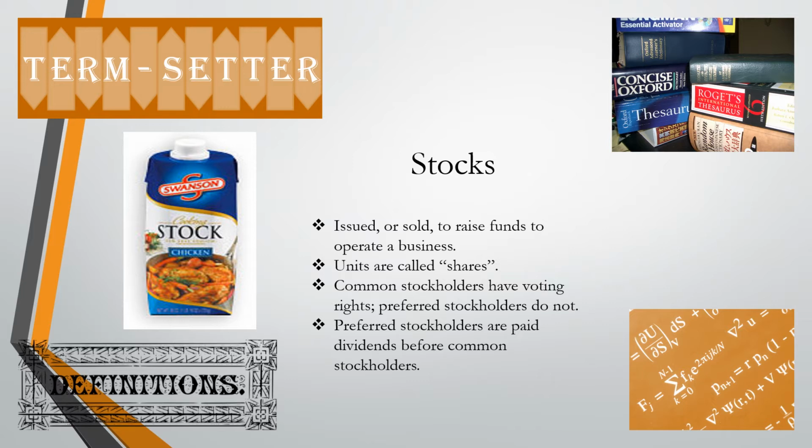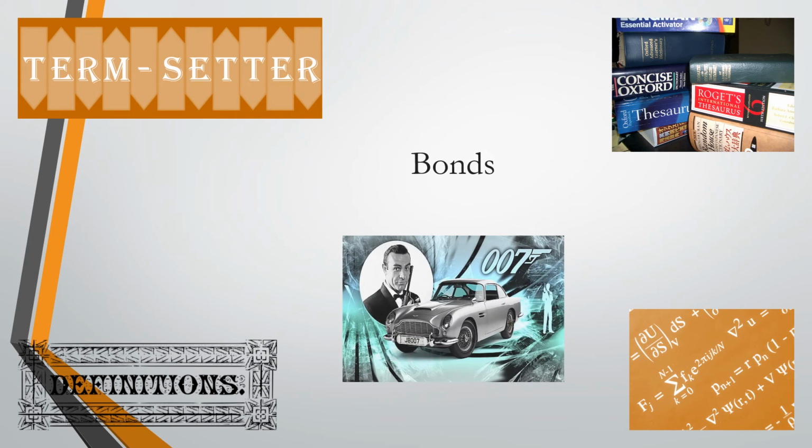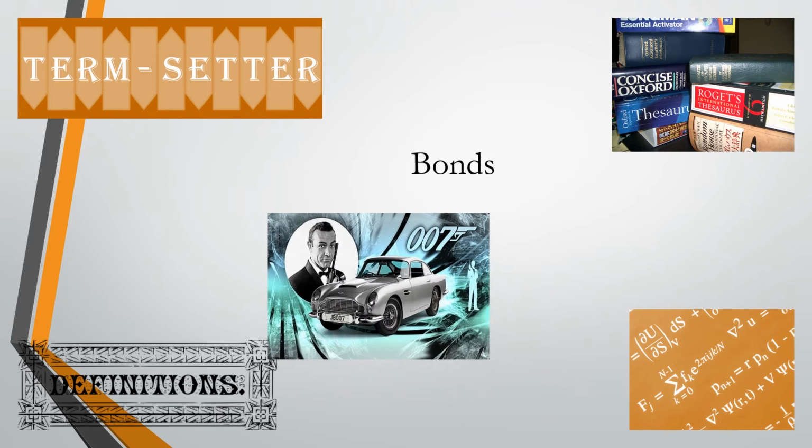And while common stockholders have voting rights, they are last in line when it comes to company assets, so preferred stockholders are paid dividends first. A bond is a form of security that represents the debt of its issuer, such as governments, corporations, or other organizations, and is sold to investors.